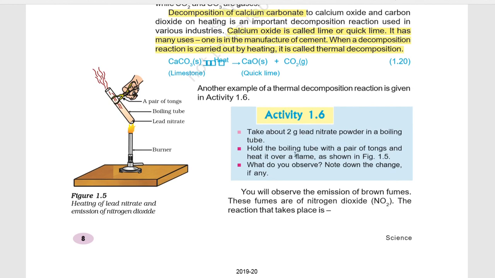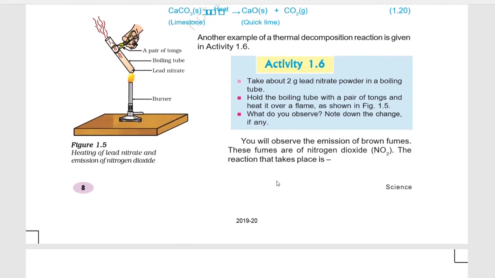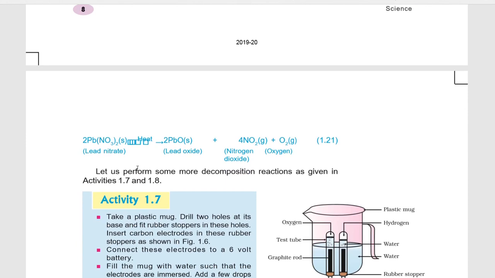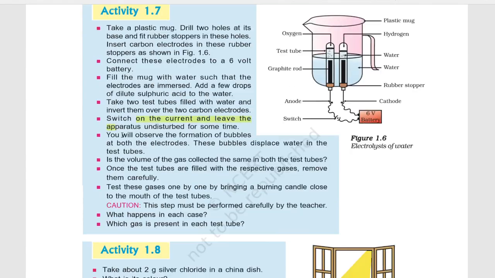Look at this example. They have taken lead nitrate powder and they are heating this lead nitrate powder which is placed inside a test tube. Lead nitrate, Pb(NO3)2. This is generally in solid form. This is heated. It forms lead oxide, nitrogen dioxide and oxygen. That means this is an example of decomposition reaction.